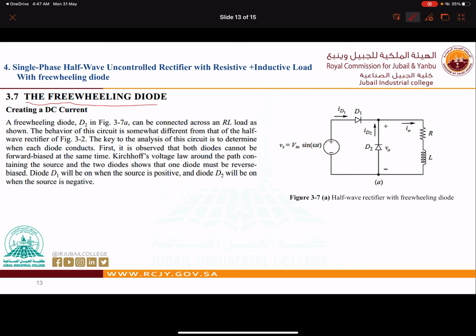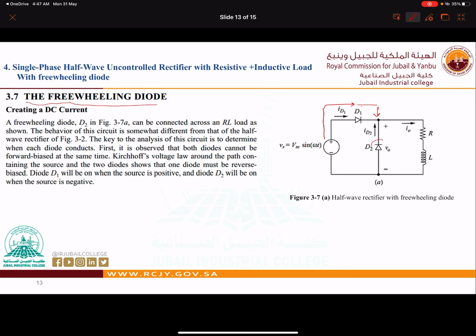Now, this is our source. This is D1, and here we have D2, and we have the RL load. Now, in the positive cycle, the current goes from here. Of course, the diode is forward biased, so it will allow current, so it will go like this. It will not go down. Why is that?